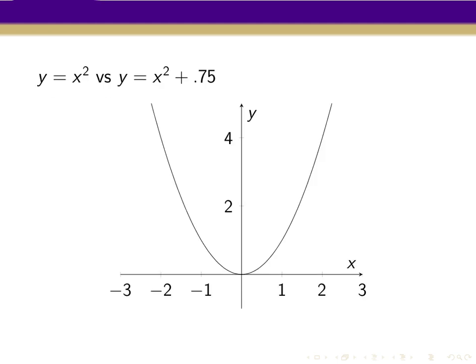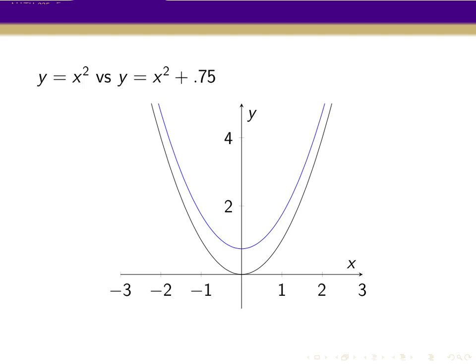So if we start off, same as before, with x squared, but now we look at x squared plus 0.75, so x squared plus 3/4, what's going to happen is we're going to take all of our points here and shift them up by 3/4. So every point on this graph is going to go up by 3/4. And so what it will look like, you just take the entire graph and shift it up.